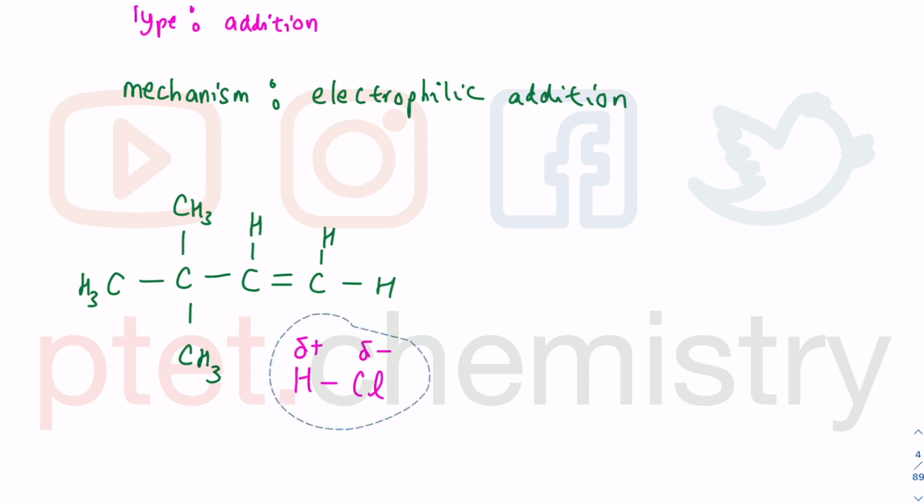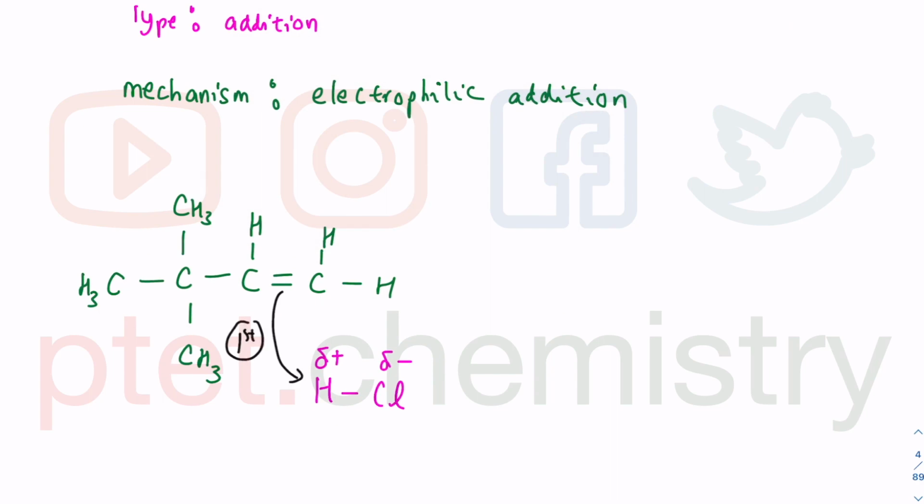So I'm going to use the double bond, from the rich, attack the poor. That is your first step. We don't usually write first. I'm just writing it down so you can see which one is the first step. And then you break that covalent bond. That is your second step.